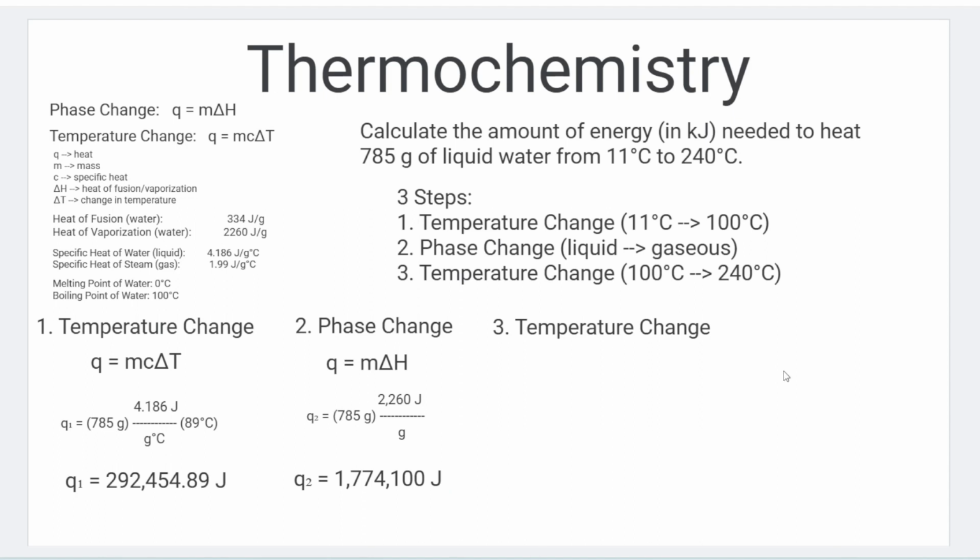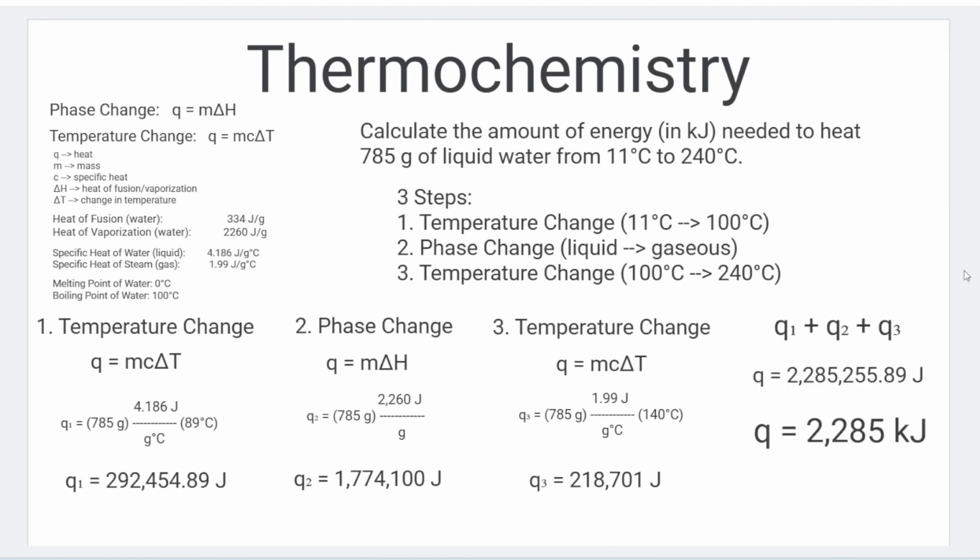Lastly, step 3 is another temperature change, meaning we will use Q equals mc delta T. After plugging in the mass, the specific heat of water in its gaseous phase, and the temperature change, we can solve for Q3. And we get 218,701 joules. In order to solve for the total amount of heat required for this entire process, we must add these three values together. And so we get 2,285 kilojoules.